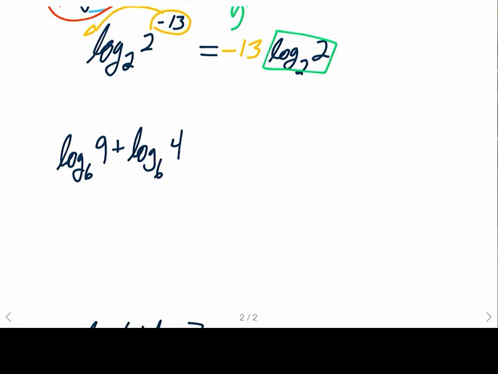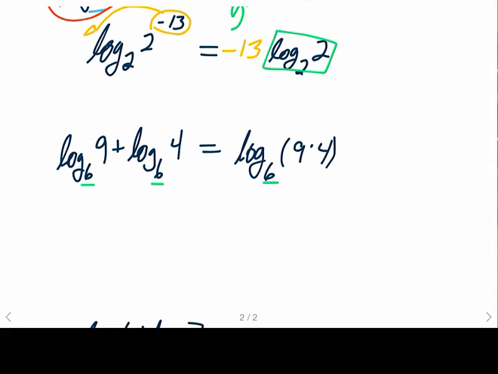Next, we have log base 6 of 9 plus log base 6 of 4. I have a sum of logs with matching bases. That's key, by the way. In the previous slide, when we were looking at log base b of m and log base b of n, it was very important that they were the same bases. Well, since these have the same base, we have a property that says that a sum of logarithms becomes a product. And so we're looking at log base 6 of 9 times 4.